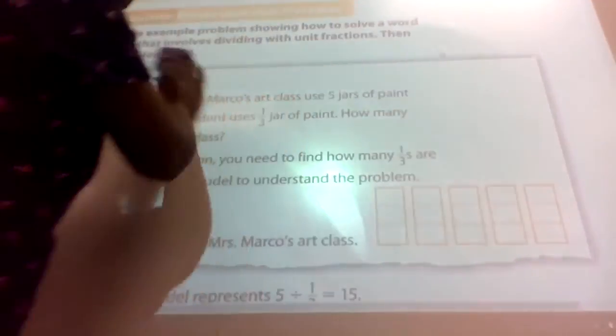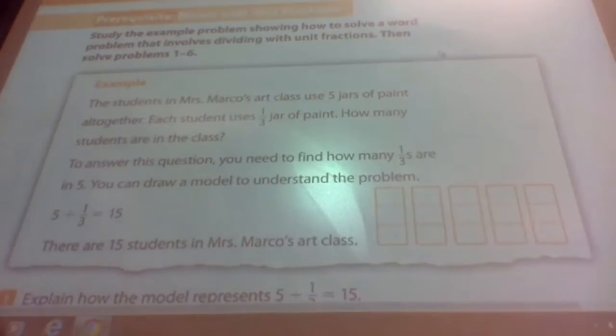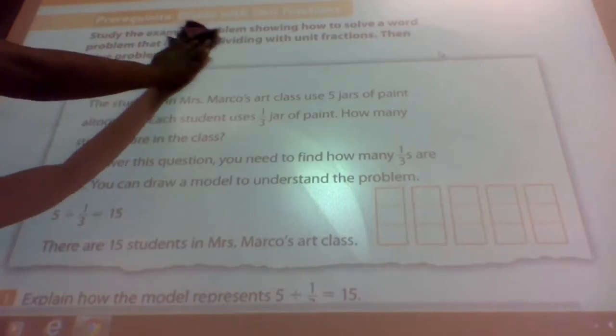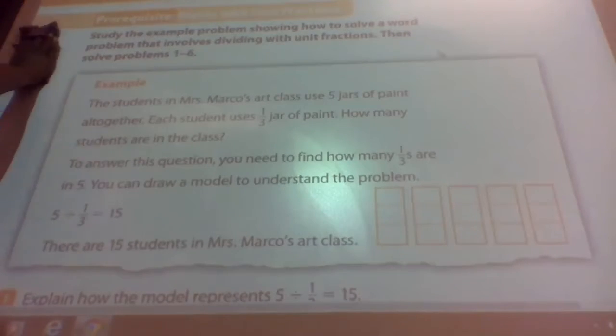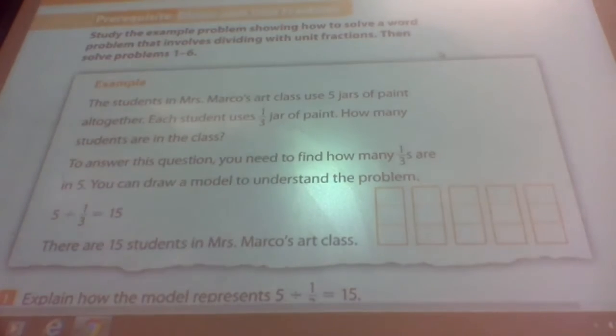All right. It says the students in Ms. Marco's art class use 5 jars of paint altogether. Each student uses 1/3 jar of paint. How many students are in the class? Now, to answer this question, you need to find out how many 1/3 are in 5. Okay, 15. You can draw a model to understand the problem.